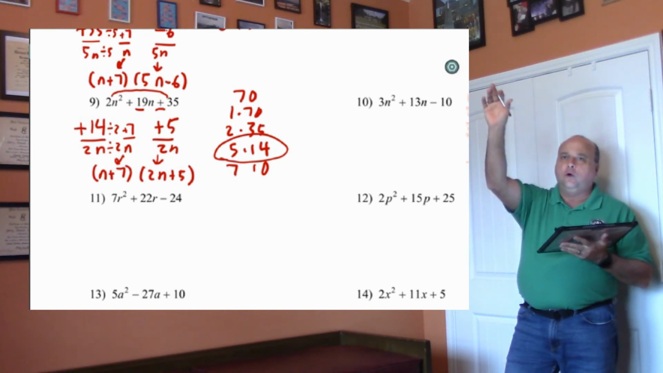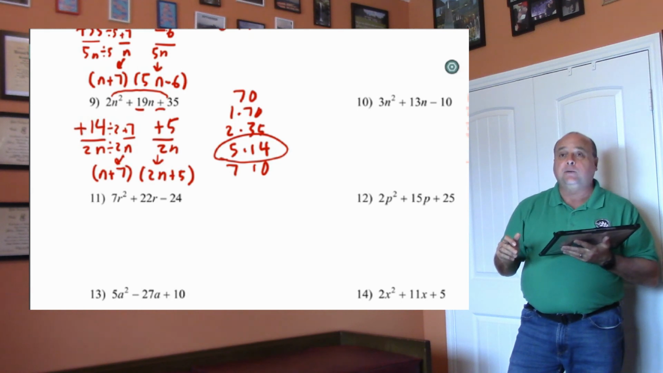If we did the full method, we would go right up to 2n squared plus 19n plus 35.